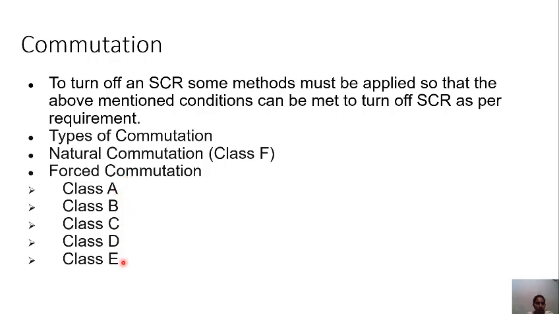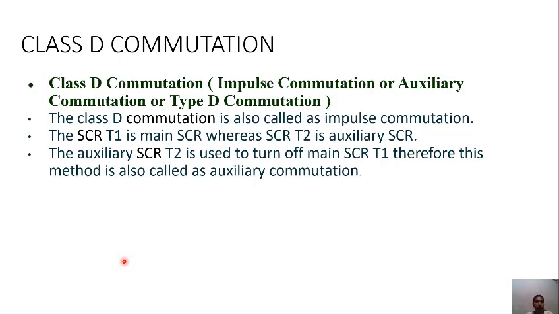These are the different classifications: class A, class B, class C, class D and class E. The first three classes we discussed in the last class. Today we will be discussing class D. Class D commutation is impulse commutation or auxiliary commutation. This commutation is called impulse commutation.